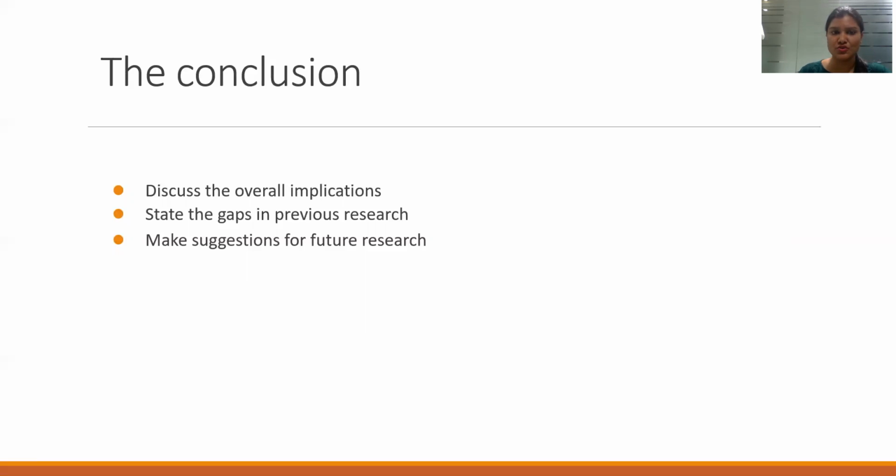Now coming on to the conclusion. The conclusion should discuss the overall implications of your literature review, that what were you trying to look for, and what have you finally achieved at the end of this literature review. State the gaps in previous research, and make suggestions for future research. So you should see what are the gaps which have not been addressed in the previous research, and you should make suggestions for future research. So this is how you should write a literature review.